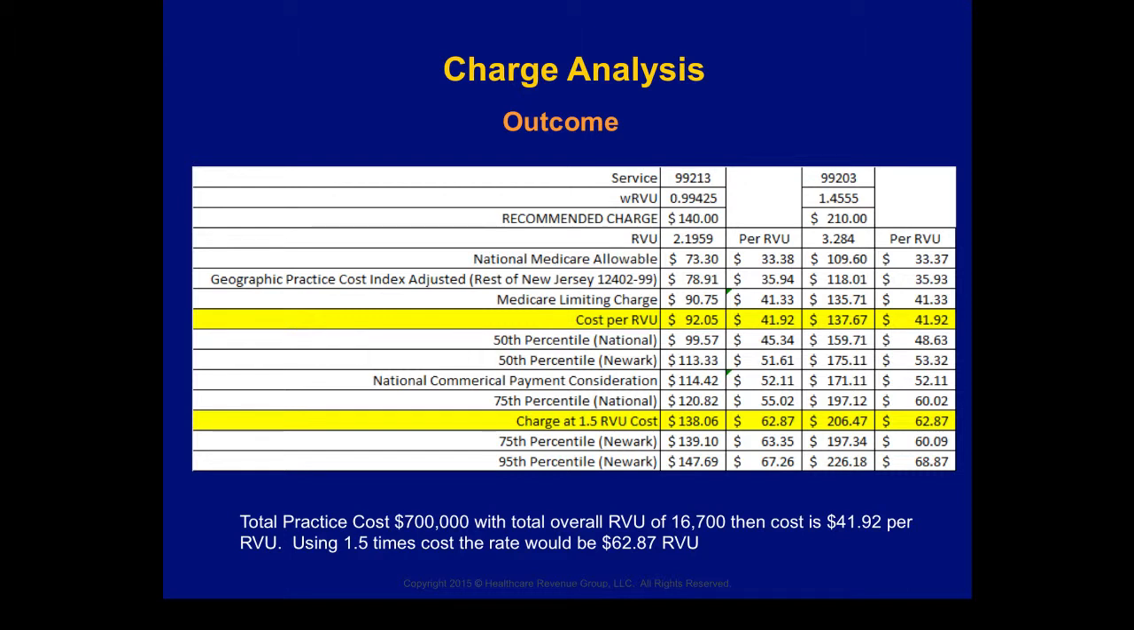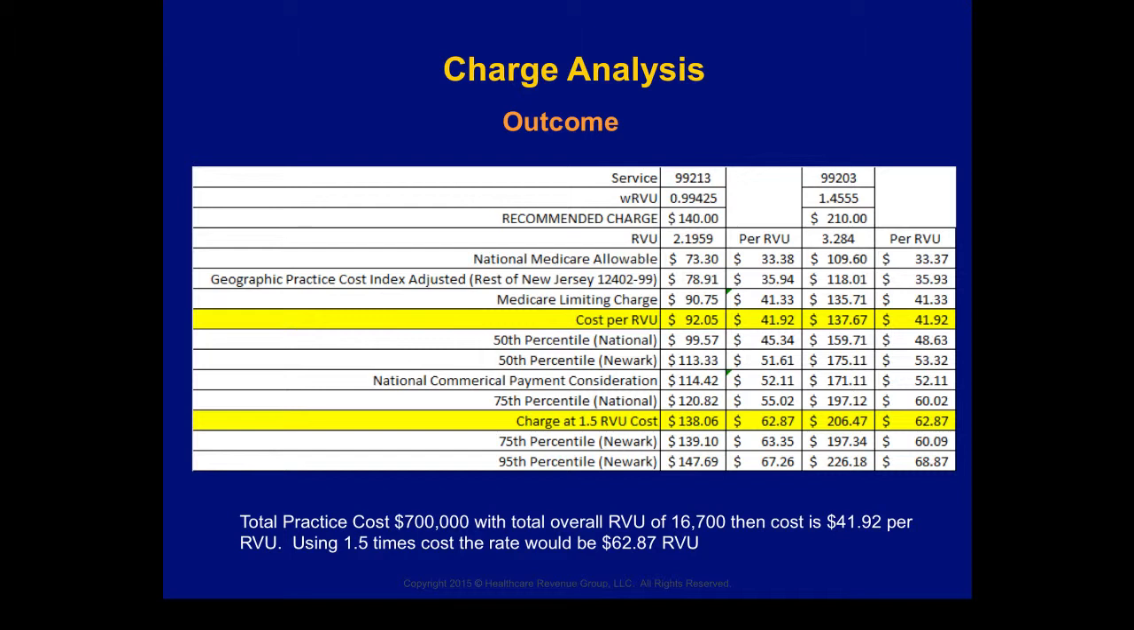Newark, because it happened to be the data I had, is $113. So that would say that if I want to be at the 50th percentile nationally or regionally, I should be between $99 and $113 on this charge. If I look at the national payment consideration, it sits at $114. Well, wait a minute. If the national commercial payments are $114 on average, I sure don't want to be charging $99 or $90 or $78, which is what the Medicare allowable rate is. I need to be above that.